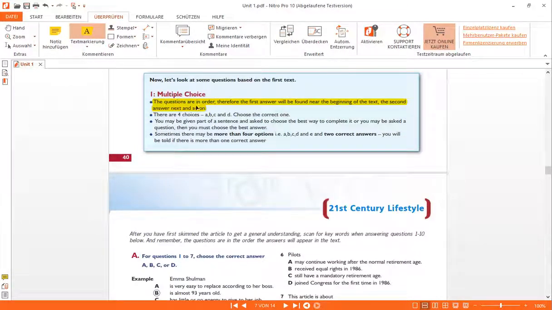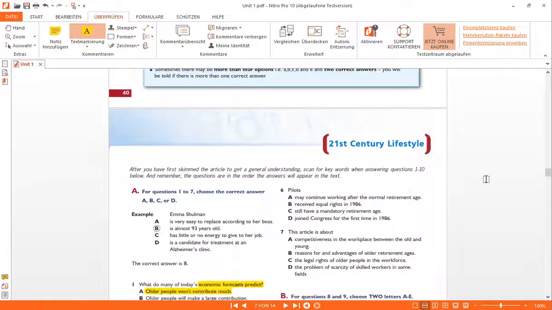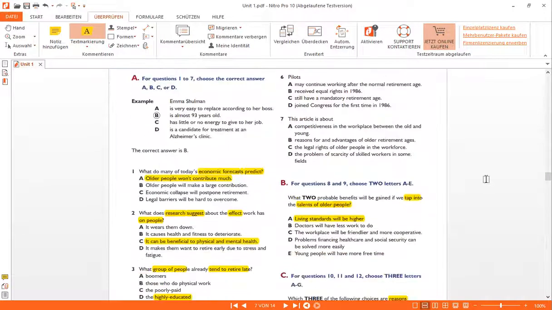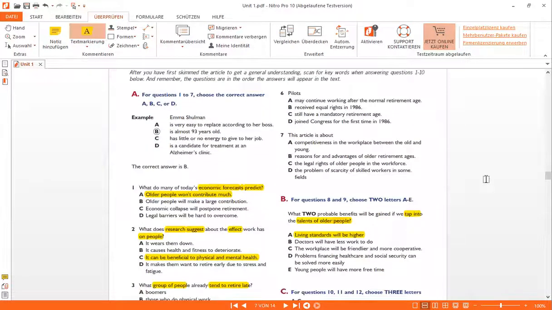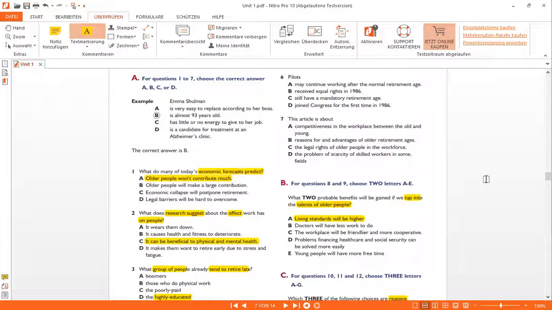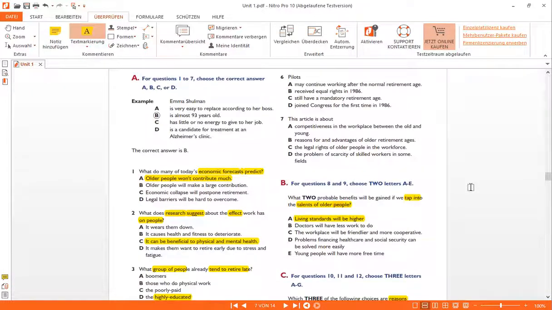You will have multiple choice. The questions are in order. As I said, it's typically this case, except for the last few questions or the last question that focuses on everything. So you have a practice here in A, and that is a multiple choice set of questions, exactly the same type of questions or the same format that you will see in the IELTS.